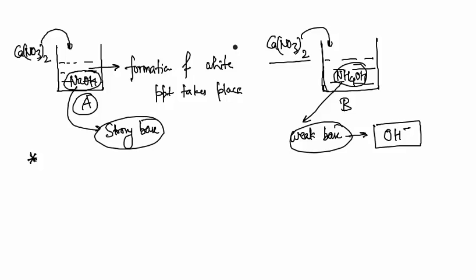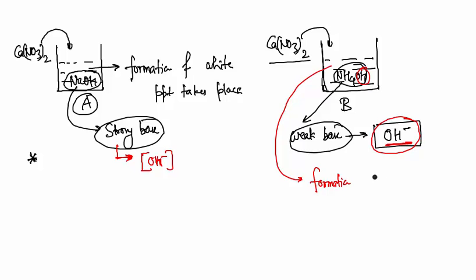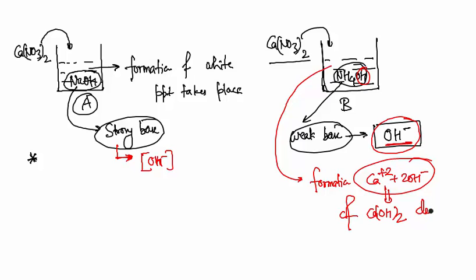If it is a strong base, it provides a huge amount of OH minus, and the concentration of OH minus is very high in that bottle. In this case the concentration of OH minus is very low. Because of this low concentration, the formation of Ca2+ plus 2OH minus, that is Ca(OH)2, does not take place. That means your white precipitate is not forming when the bottle contains NH4OH. Hope you understand this concept.